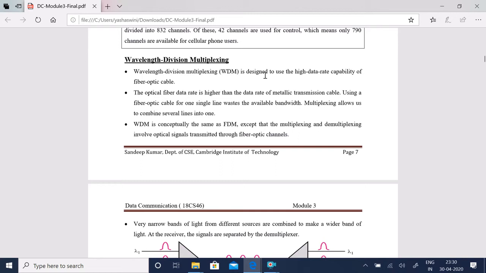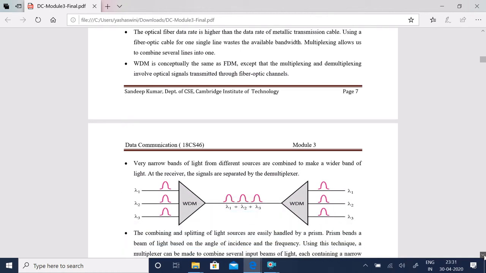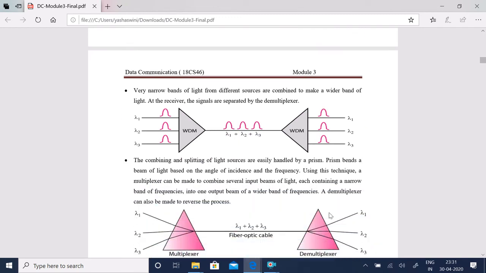So using this, instead of wasting a single line for the available bandwidth, you can multiplex and allow several lines to transmit simultaneously. So this is conceptually the same as your FDM, except multiplexing and demultiplexing is not involved in your optical signals. It is a very narrow band of light which flows from source to destination. At the receiver, signals are separated by a demultiplexer. Combining and splitting of light are easily handled by a prism.